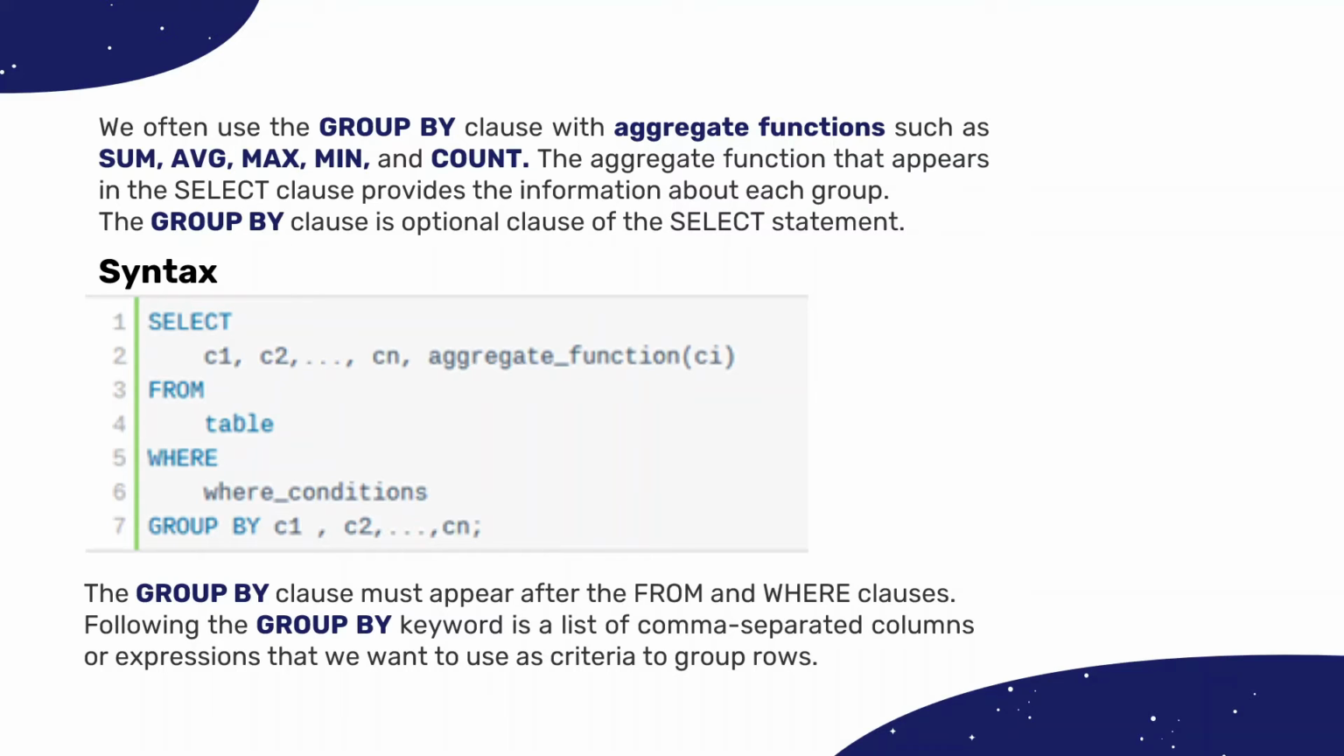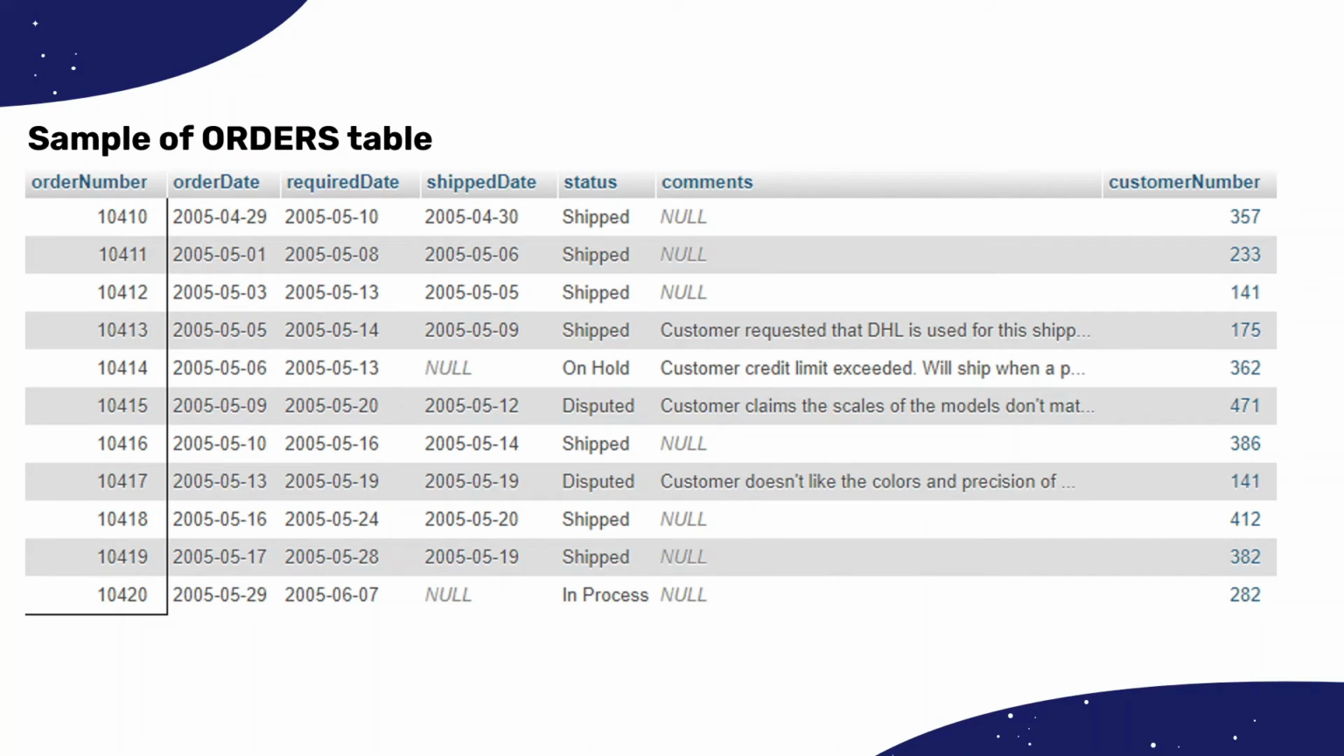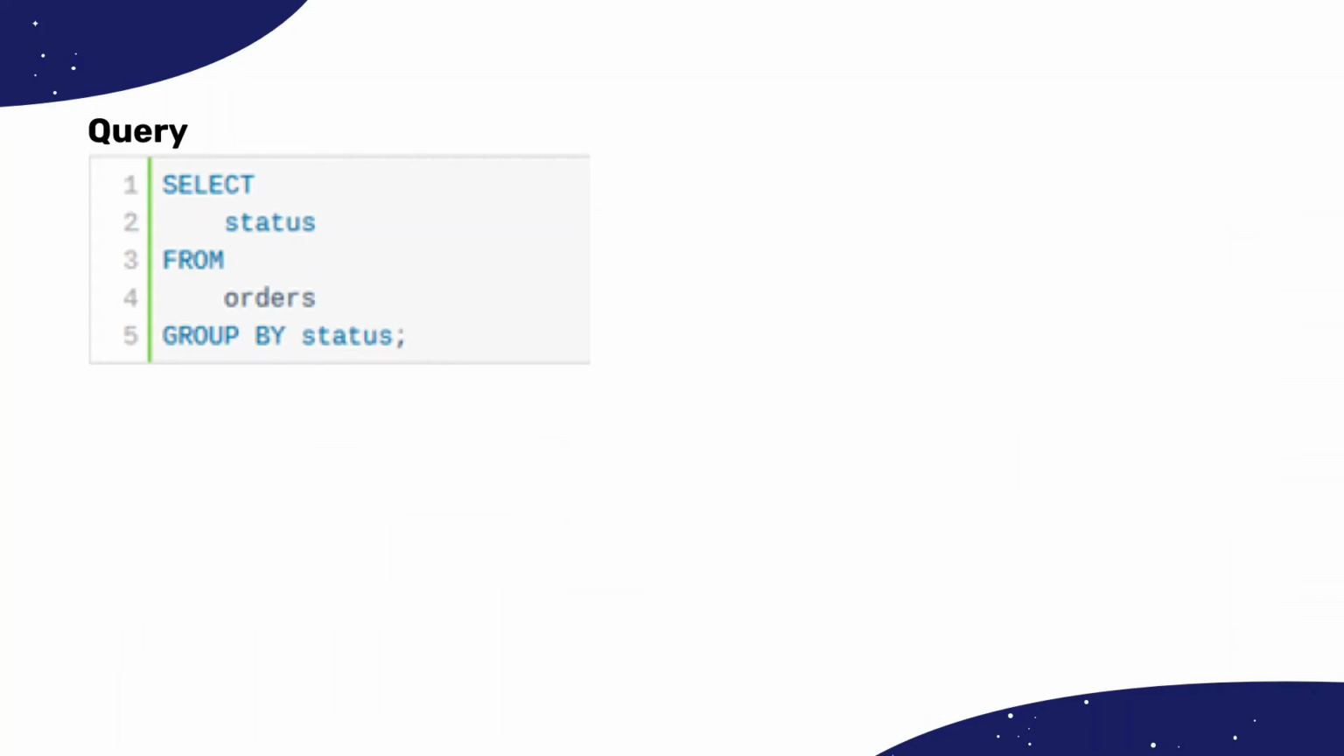And then I will show you an example of using the GROUP BY clause. For example, we have the orders table as shown in this image. The columns of the orders table are order number, order date, required date, shipped date, status, comments, and customer number. Then if we want to group the data by the status, we can use the GROUP BY clause. And this is the query: SELECT status FROM orders GROUP BY status. This query is used to select the status column and group it by status. So the result is a list of specific values in the status column.